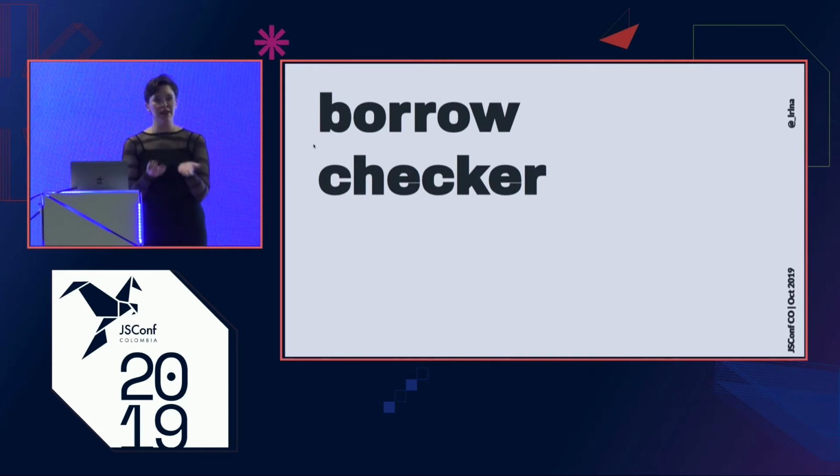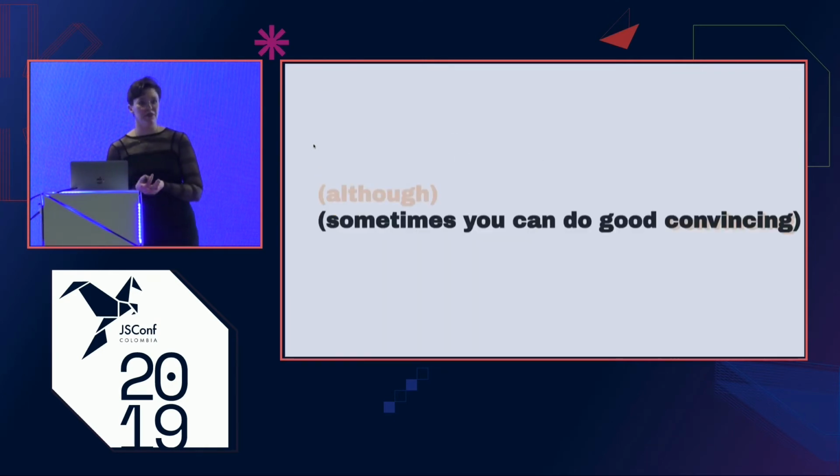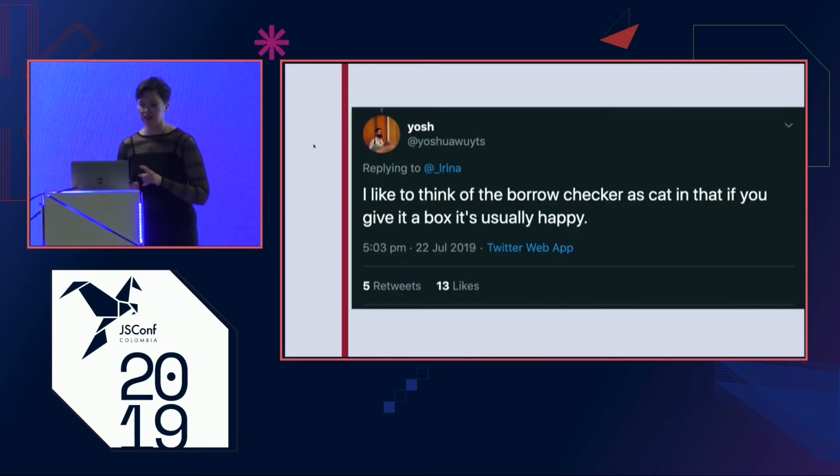But the main thing is that you compile things and they don't work, and you compile things and they don't work, and then you get angry with the borrow checker. But the main rule here is that it's always right, so you don't fight it, because it'll always be right. Then you eventually end up writing better code, and you learn from your mistakes and develop into a better programmer, which I think I have by learning a bit of Rust. But you can also do a little bit of convincing with the compiler. I had this very good advice, which says, I like to think of the borrow checker as a cat, and if you give it a box, it's usually happy.